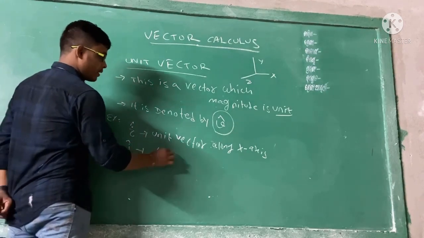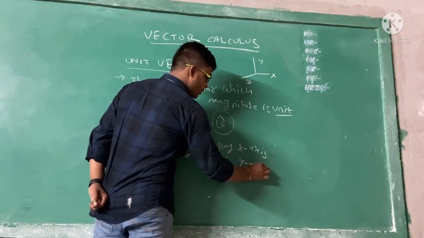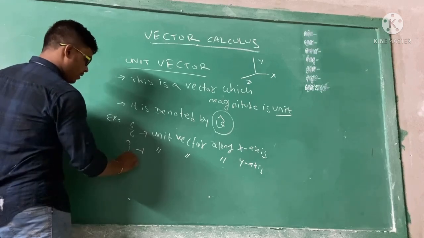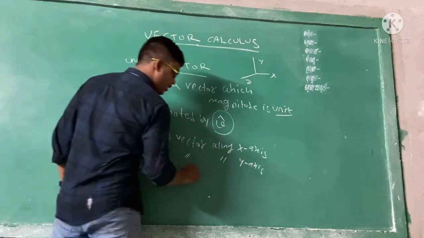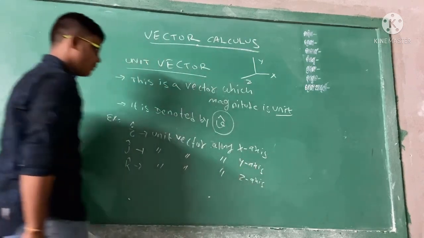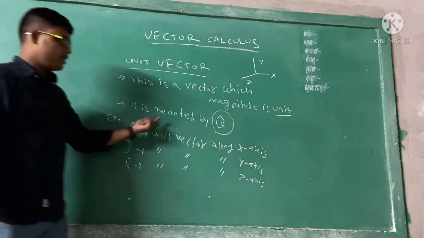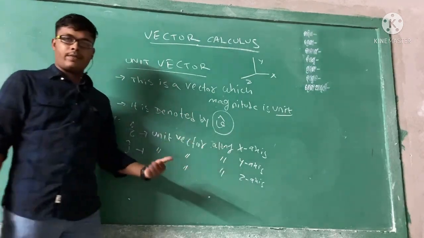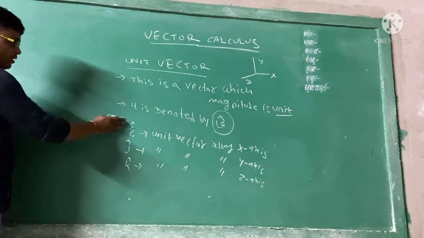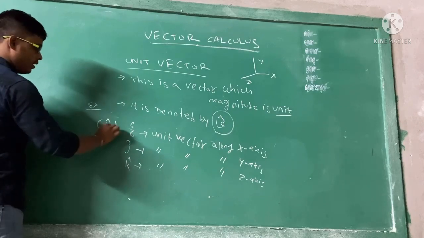Then j cap. So what is j cap? This is the unit vector along the y-axis. So remember these small things: what is a scalar, how do you know a scalar, what is a vector, how do you know a vector. So add the unit vector. Lastly, this is the k cap. This is the unit vector along the z-axis. So i cap is the unit vector along the x-axis, j cap is the unit vector along the y-axis, and k cap is the unit vector along the z-axis.